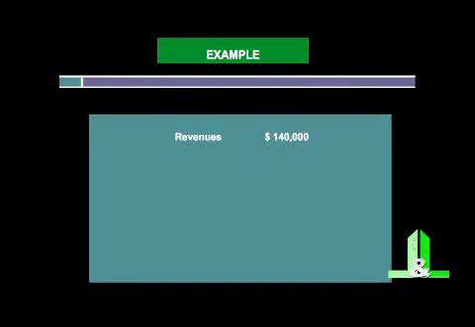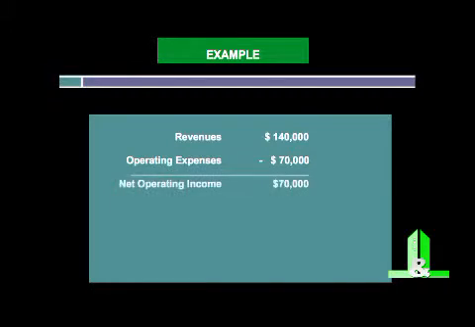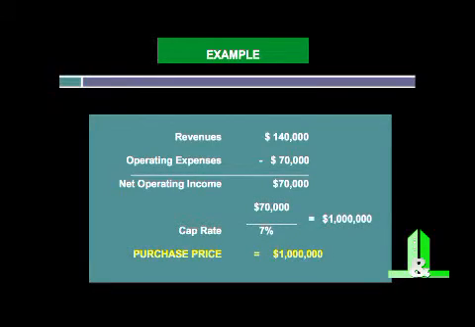Let's try an example. You are interested in buying a building that generates a total of $140,000 in revenues per year. You have determined that the annual operating expenses are $70,000. Therefore, the net operating income is $70,000. Based on your research, you feel that the right cap rate for the area is 7%. You can now conclude that a fair purchase price is $70,000 divided by 7%, which will give you a price of $1 million.